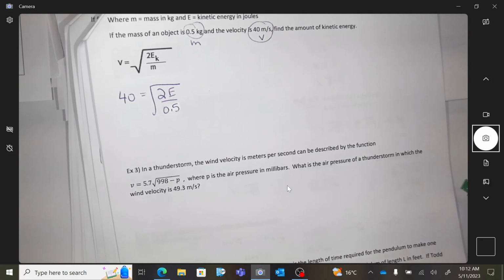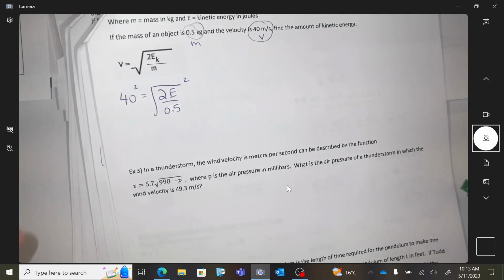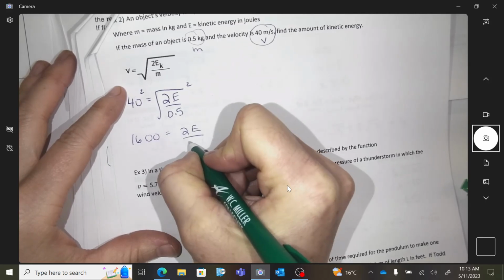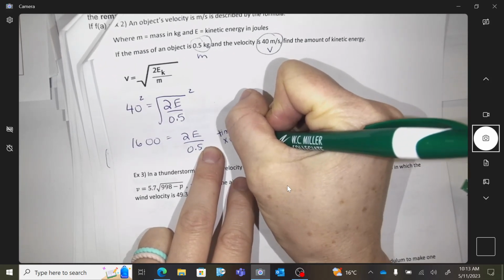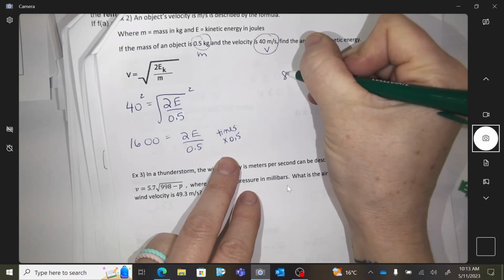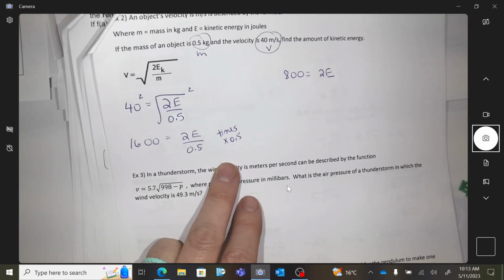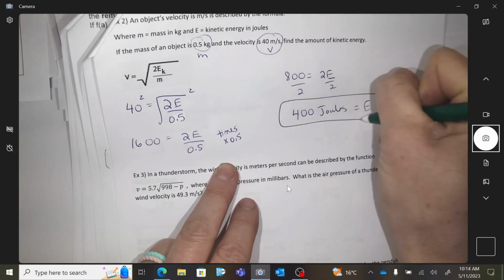Okay, what do you want to start with here? Square it right away because there's a square root. Let's do that then. Yep. I could have done one more thing, but I like that as well. So square it right away is 1600, and then the square root will disappear with the square. Okay, now it's just regular math. What do you want to do to this? Times by 0.5. So what is 1600 times 0.5 without a calculator? 800 equals 2e. Divide by 2 without a calculator. 400 joules is the energy.